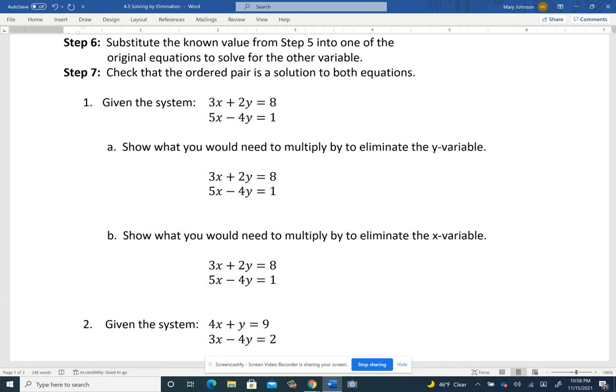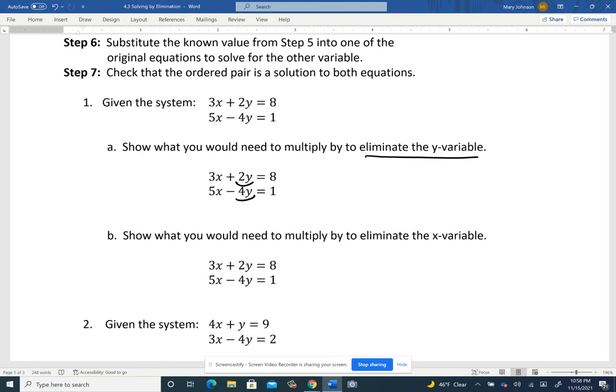So what I'm asking on number one is, what if I wanted the y variable to go away? If I wanted the y variable to go away, I'd need the numbers in front of the y to be one positive and one negative, but to be opposites, right? So looking at 2 and 4, I could make those into both 8s, 1 8, 1 negative 8, or both 4s, 1 4 and 1 negative 4, that type of thing.